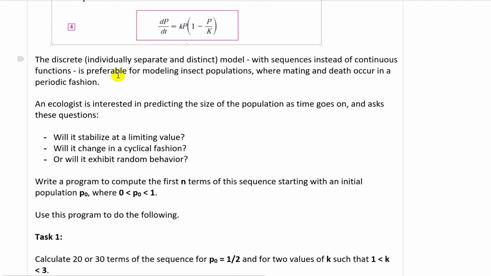Okay, let's go further. The discrete model, discrete meaning individually separate and distinct, with sequences instead of continuous functions is preferable for modeling insect populations where mating and death occur in a periodic fashion.